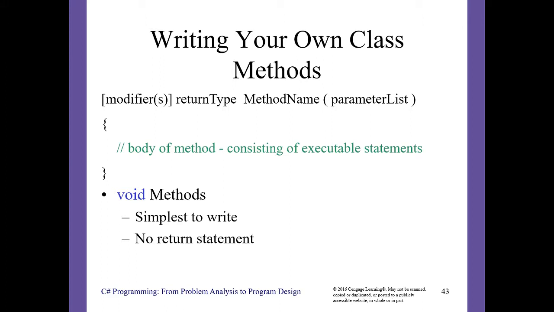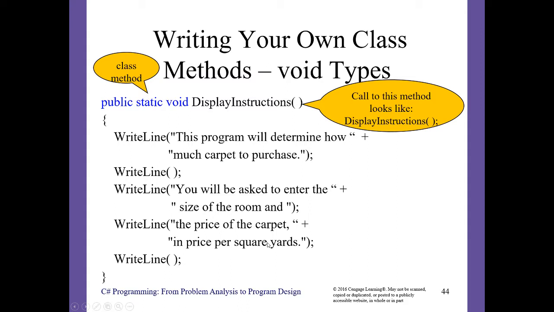Now, when you write your own method, you're going to use the same naming rules that we've seen in our main method. You're going to start with modifiers, return type, then name your method, and then within parentheses, the list of parameters for your method. Now, the void methods that don't return any data are the simplest to write. We don't have any return statements. So here's a nice method called display instructions. It doesn't really do anything other than write out these lines, our instruction lines.